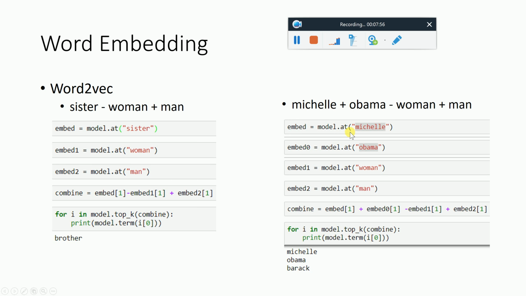Also, if you choose Michelle and Obama, and you add them together, subtract woman and add man, you'll find Barack Obama shows up here. So that's how it works in word embedding. You treat each word as a vector, and you use cosine similarity to find the relationship between two vectors. So here's just an example of how you can play with these models.